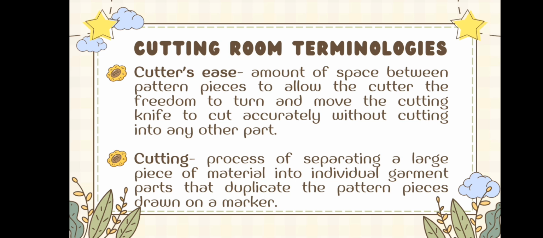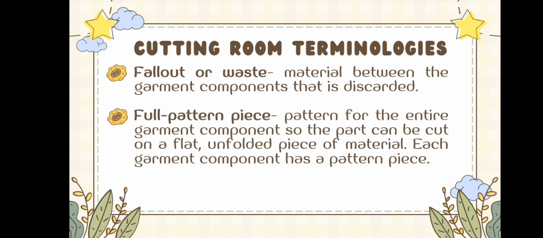Next, we have cutting. This is the process of separating large pieces of material into the individual garment parts that duplicate the pattern pieces drawn on a marker. Next, we have fallout or waste. This is the material between the garment components that is discarded. The spaces in between the patterns are called fallout or waste. It could be used or it could be thrown away.